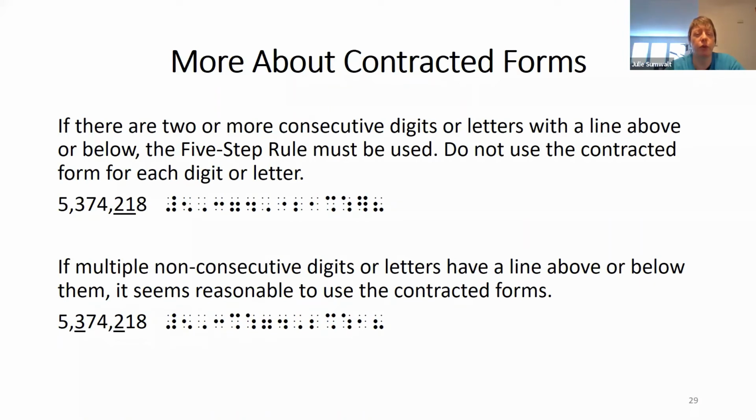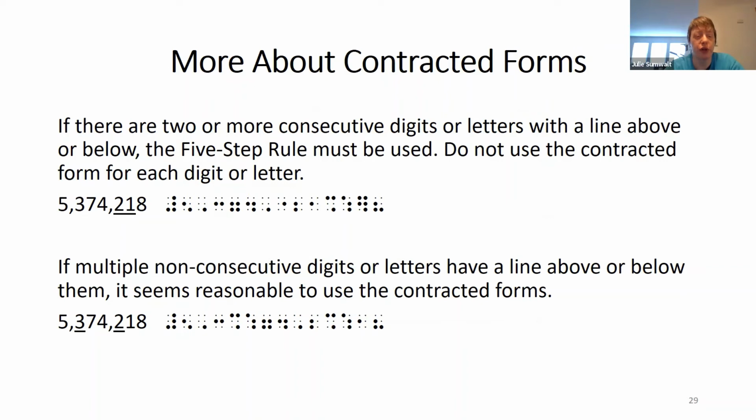If there are 2 or more consecutive digits or letters with a line above or below, that's not a single digit or letter anymore, so you need to follow that 5-step rule that we just talked about. You cannot use the contracted form for each digit or letter. However, if multiple non-consecutive digits or letters have a line above or below them, it seems reasonable to use the contracted forms. There's no rule about that. It just seems like the thing to do, and it doesn't seem to cause confusion.